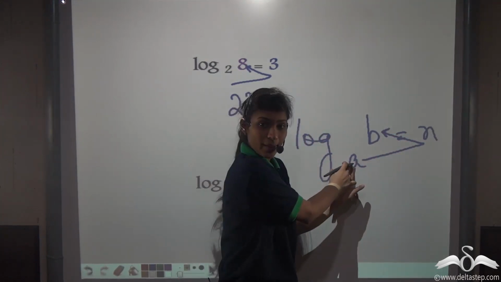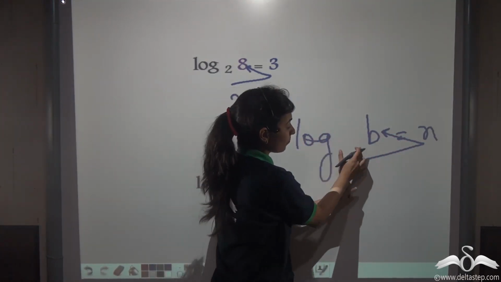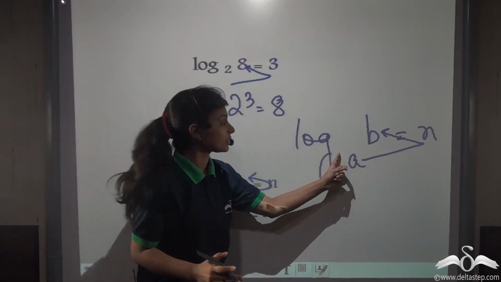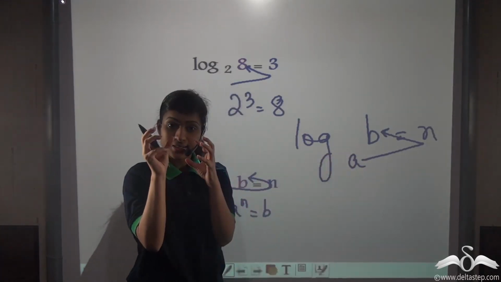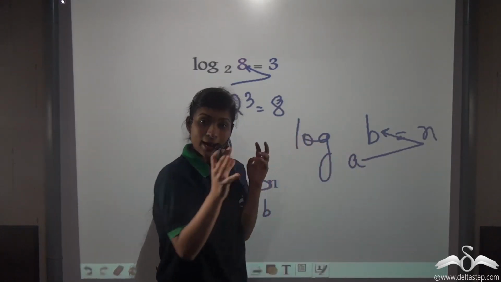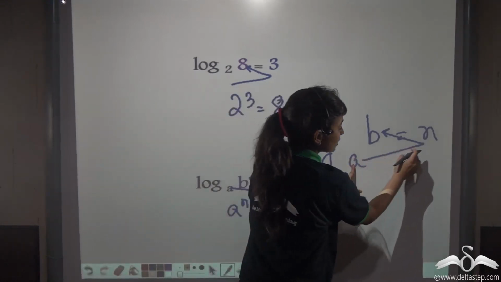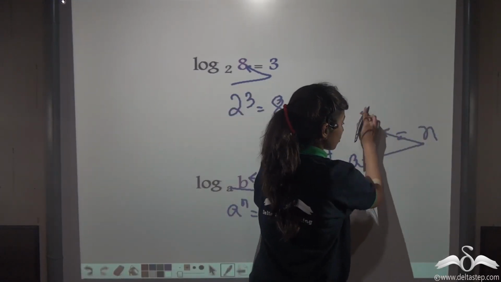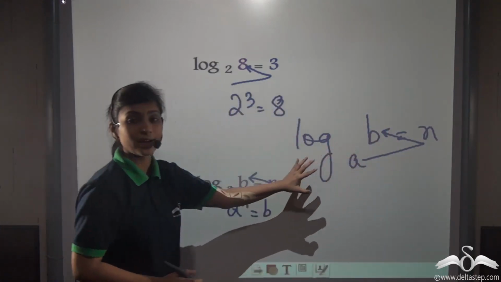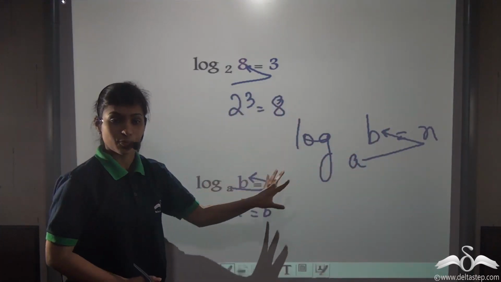So this will remain the base. You know that log b to the base a, so even in exponents, this will remain as the base. So base is the same in both logarithm and exponent. So base, then this becomes your power and this becomes your answer. So this is how we write logarithms from exponents.